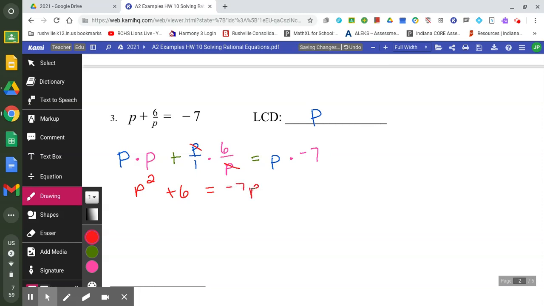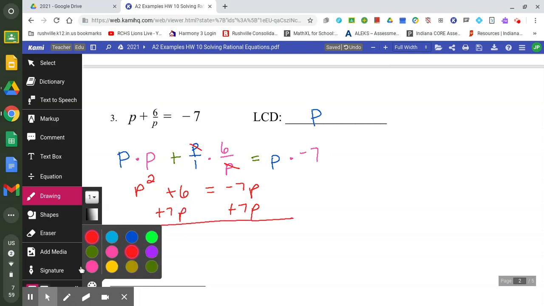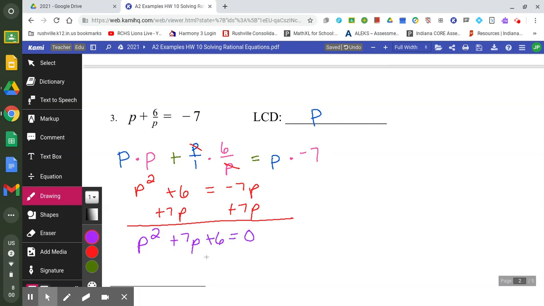And when I have that squared, I need to get my entire equation equal to 0. So I'm going to take and plus 7p on both sides of the equal sign. And I want this in the order that we need it for split the middle. So p squared plus 7p plus 6 equals 0.